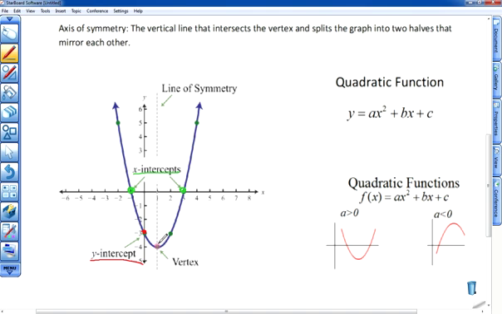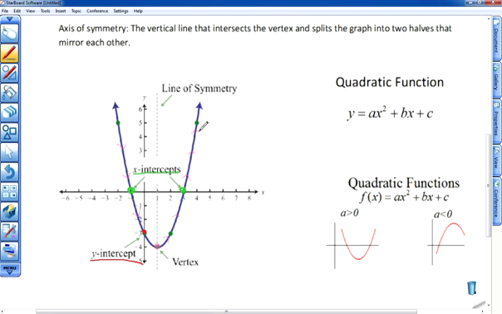It's also the point at which our graph turns from decreasing in value as we look from left to right to increasing in value as we look left to right. So that's why it can be called the turnaround point as well. But technically it's viewed as either the maximum or minimum value of the function.